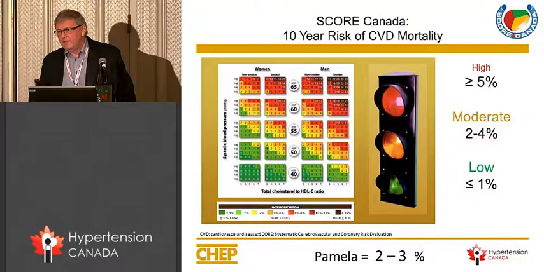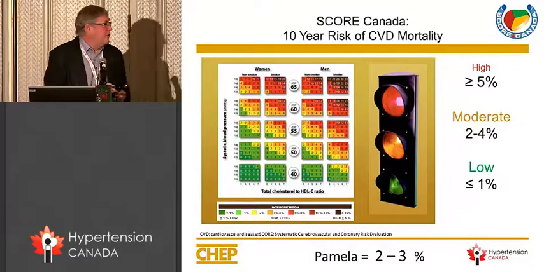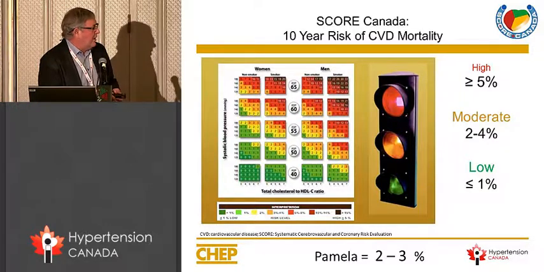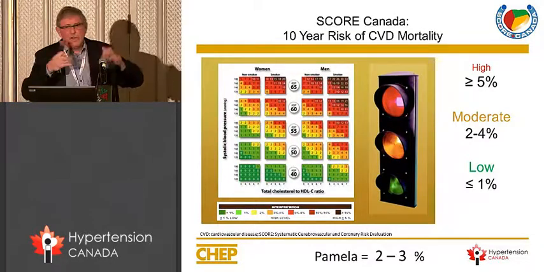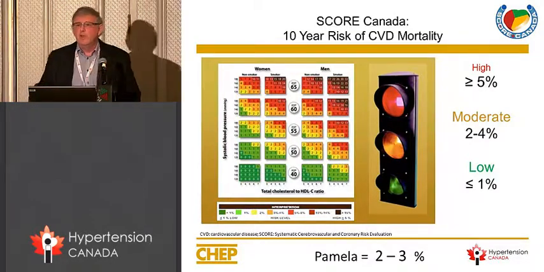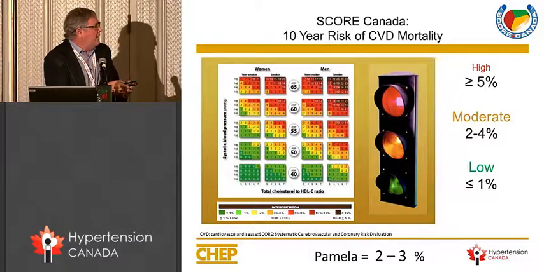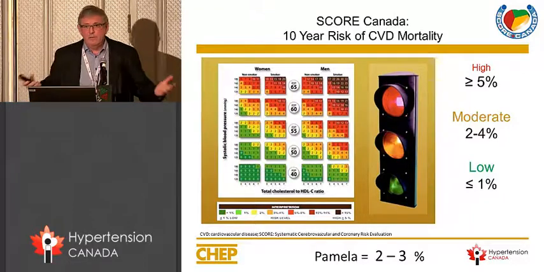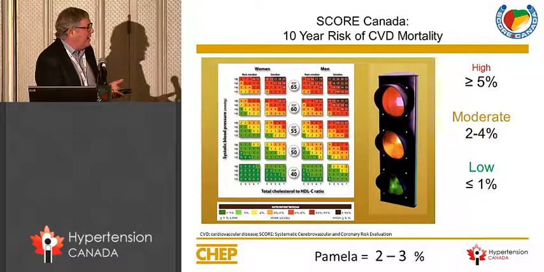At the opposite, all the European countries are now using a system called SCORE, which is the Systematic Coronary Risk Evaluation, and a group of us have calibrated the score for Canada. And it's a 10-year risk of CVD mortality, cerebrovascular and coronary. And like we're used to, we use the traffic light system, low risk below 1%, high risk over 5%.